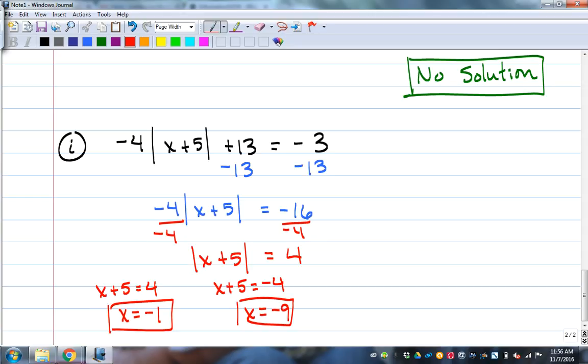So before you can decide if something is no solution, you've got to get the absolute value part of the problem by itself first. If you don't have that by itself, then you can't decide. All right? Any questions about absolute value equations? Pretty easy lesson today. You just got to remember to set up your two equations. Don't automatically assume if I get 5 for one answer, the other one's going to be -5. That's not true.